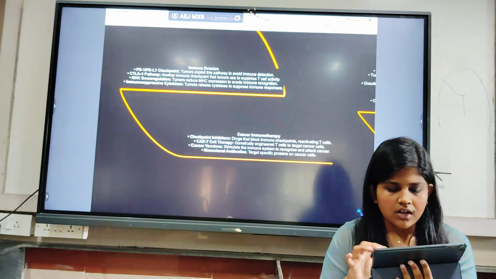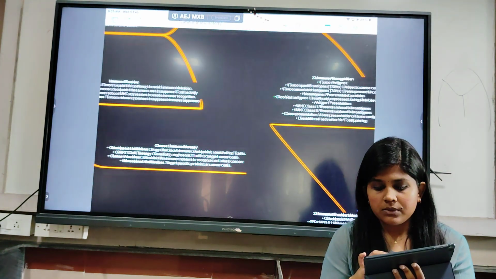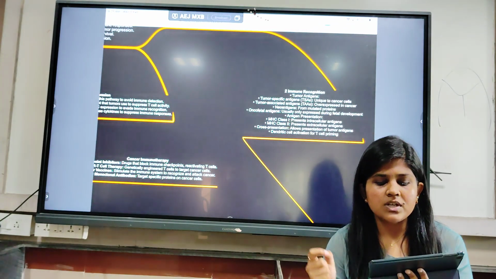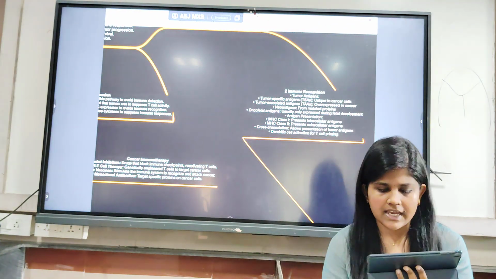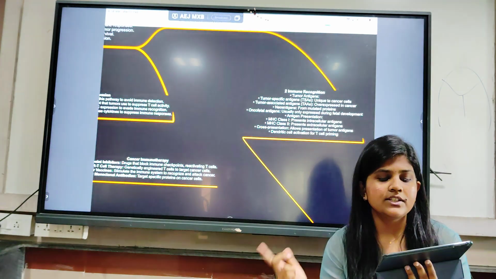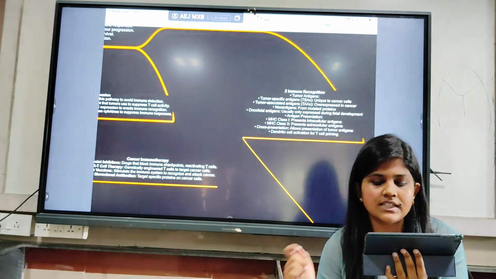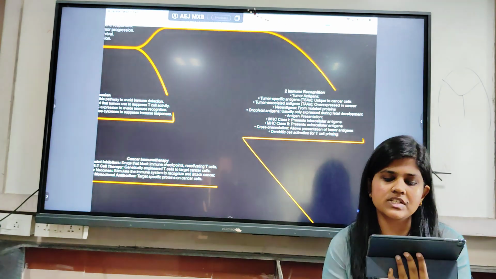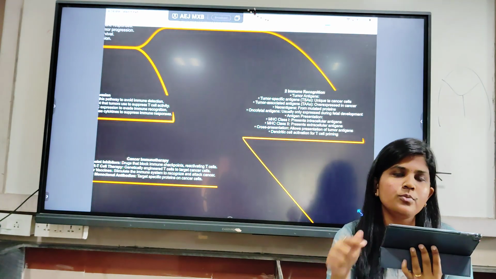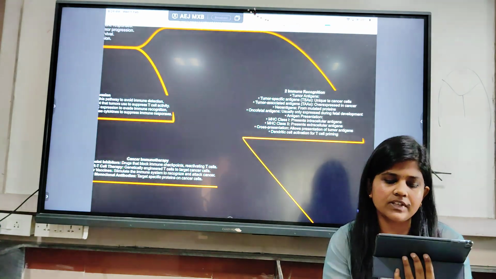So what can be done? Regarding immune recognition, the tumor specific antigens, TSAs, are unique to the cancer cells. And there is another type called the tumor associated antigens, the TAAs. They are overexpressed in cancer cells, but they are also present in normal cells. That is the difference between tumor associated and tumor specific antigens.